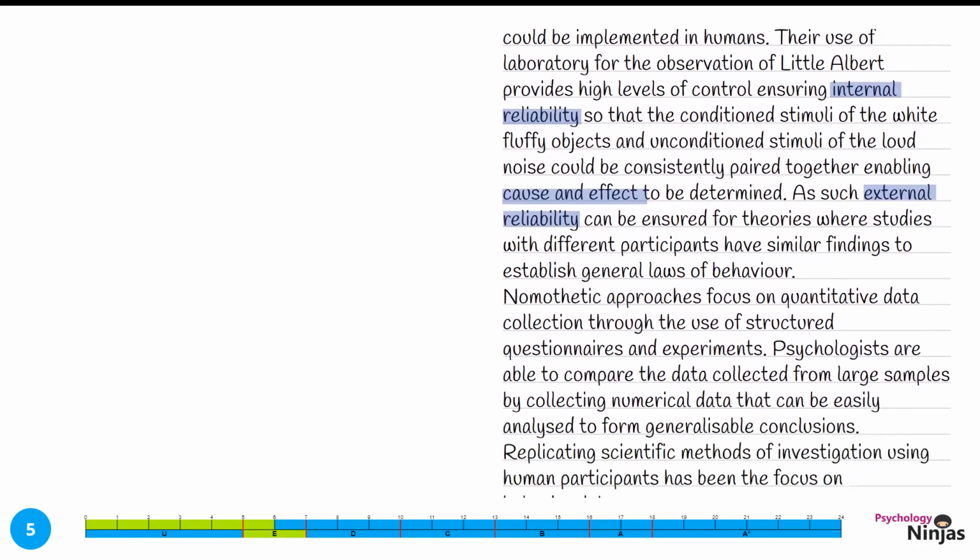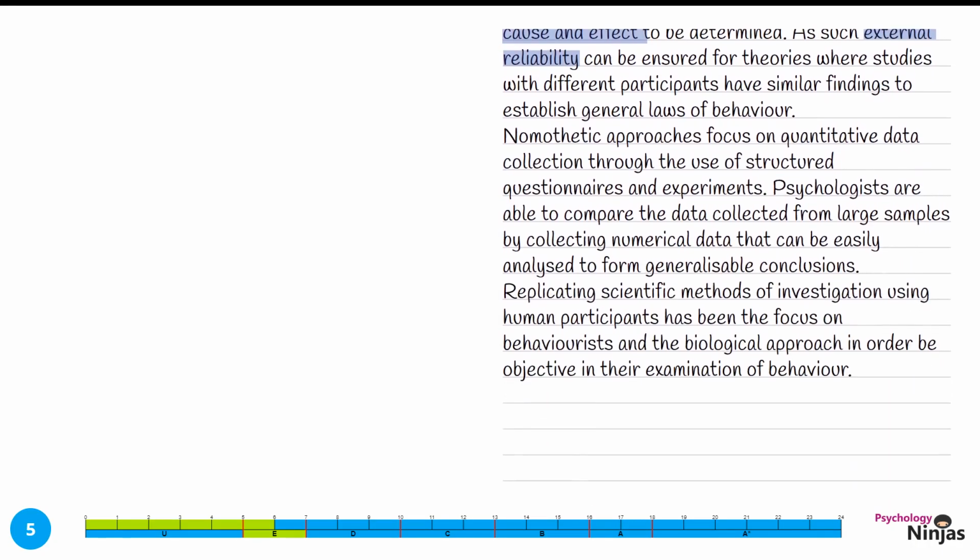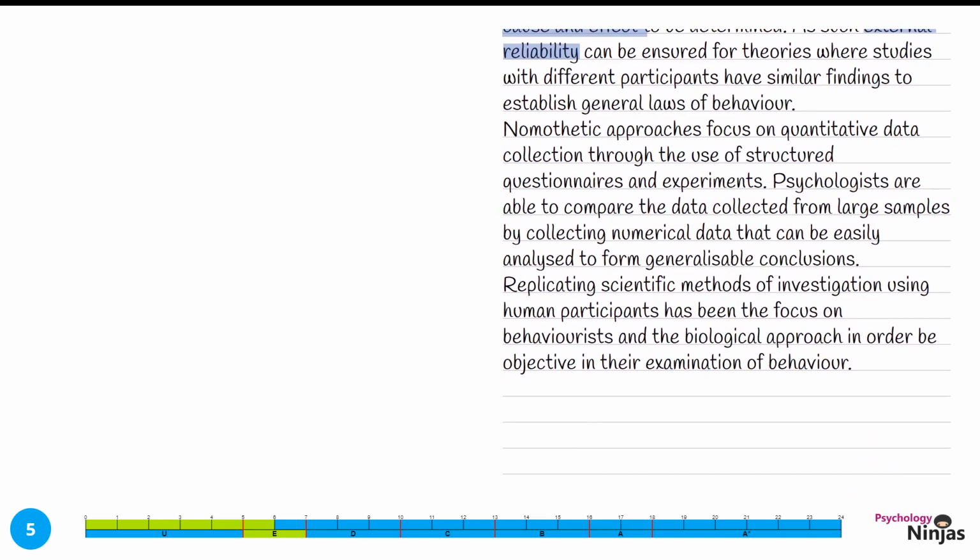Nomothetic approaches focus on quantitative data collection through the use of structured questionnaires and experiments. Psychologists are able to compare the data collected from large samples by collecting numerical data that can be easily analysed to form generalisable conclusions. Replicating scientific methods of investigation using human participants has been the focus of behaviourists and the biological approach in order to be objective in their examination of behaviour.